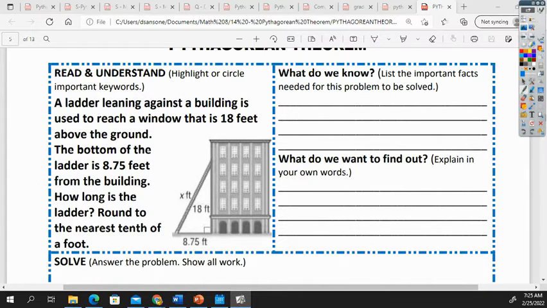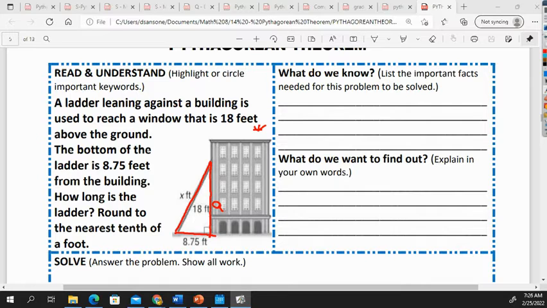This is a ladder leaning against a building used to reach a window. So here in our picture, we can see that there's a ladder. It's leaning up against the building. The building's right here. And then obviously this is the distance between. It says it's used to reach a window 18 feet tall. That means this 18 feet is how far up the wall of the building it reaches. All right, that would be our A, one of our legs.